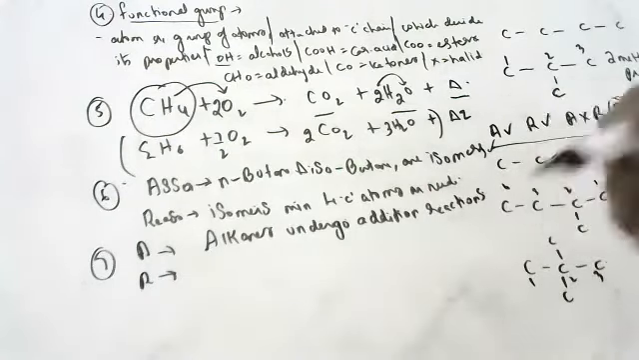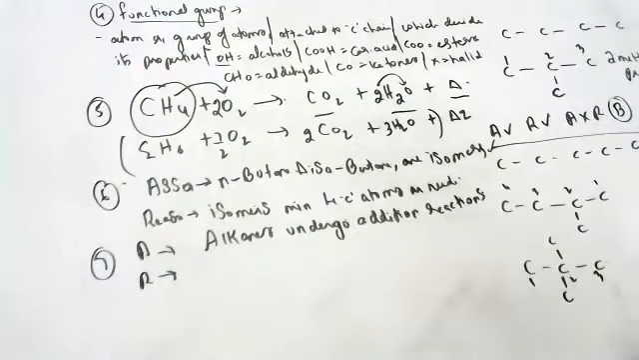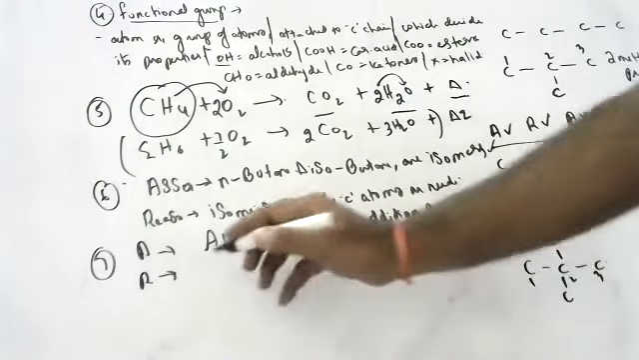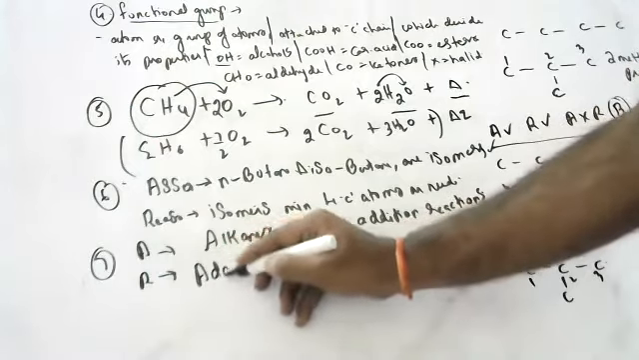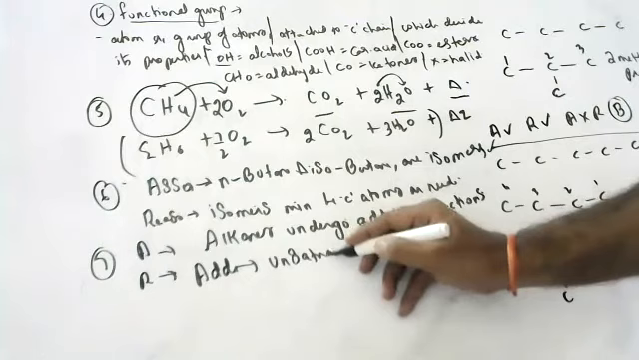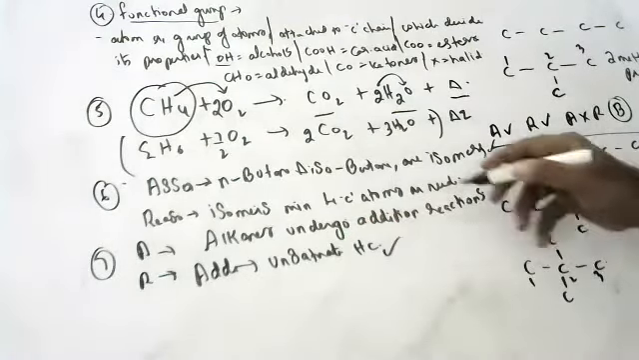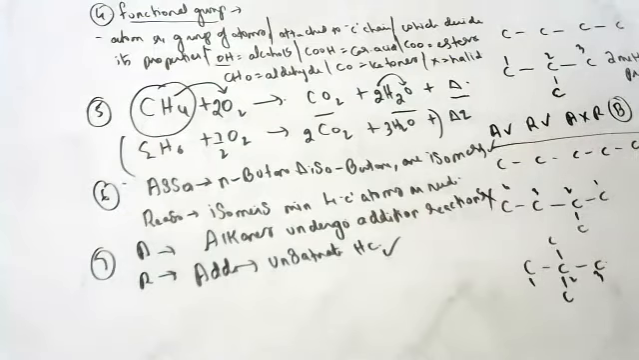No, sir. Absolutely wrong. Only alkenes and alkynes will undergo addition. Alkanes will never undergo it. Assertion is wrong. Let's check the reasoning also. Addition reactions are a characteristic property of unsaturated hydrocarbons. He's saying addition will only be undergone by unsaturated hydrocarbons. This is true. So A is false and R is true.